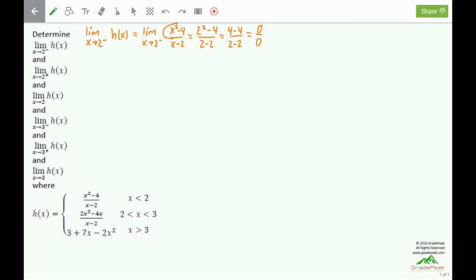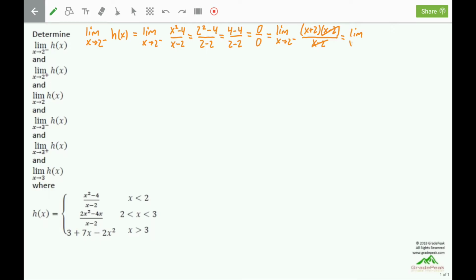If we look back here, the numerator is a difference of squares, and it can be factored. So let's try factoring that. It will factor into x plus 2 and x minus 2, all over x minus 2. And we can now cancel out the x minus 2 factor in the numerator with the x minus 2 in the denominator, and that removes the 0 over 0 indeterminate form.